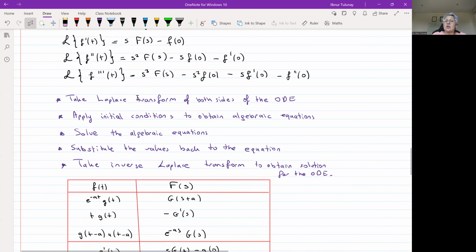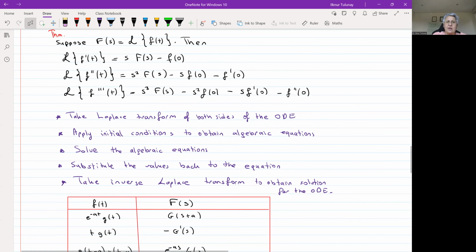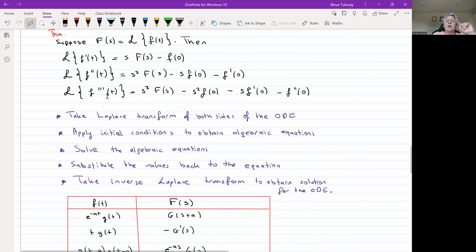So how does the procedure go? I just wanted to list how we solve ODEs by using the Laplace transform. We take the Laplace transform of the ordinary differential equations. We use these equations that we've listed here. Then we use the initial conditions, which are f(0), f'(0). These will be numbers in that case, because initial conditions means f(0) is something, f'(0) is something, f''(0) is something, right? These are the initial conditions.